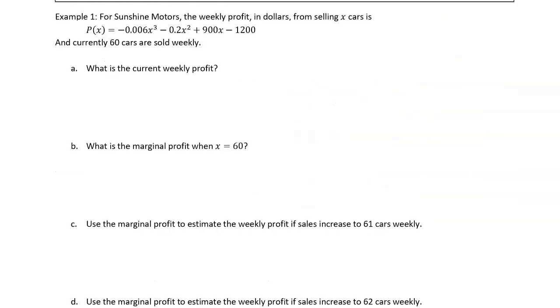For Sunshine Motors, the weekly profit in dollars from selling x cars is P of x equals negative 0.006x cubed minus 0.2x squared plus 900x minus 1200. And currently 60 cars are sold weekly. What is the current weekly profit? For this, I just have to plug in 60 into the function and solve that.